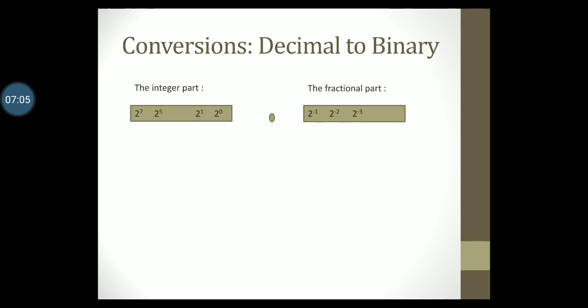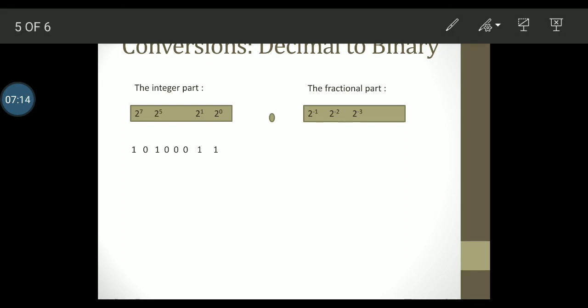Therefore, the integer part of the binary number becomes 1 for 2 raised to 7. Since 2 raised to 6 is not present, we make it a 0. 2 raised to 5 is present, so we make it a 1. 2 raised to 4, 2 raised to 3 and 2 raised to 2 are not present, so we put zeros. 2 raised to 1 is present, so we put a 1. And 2 raised to 0 is present, so we put a 1.